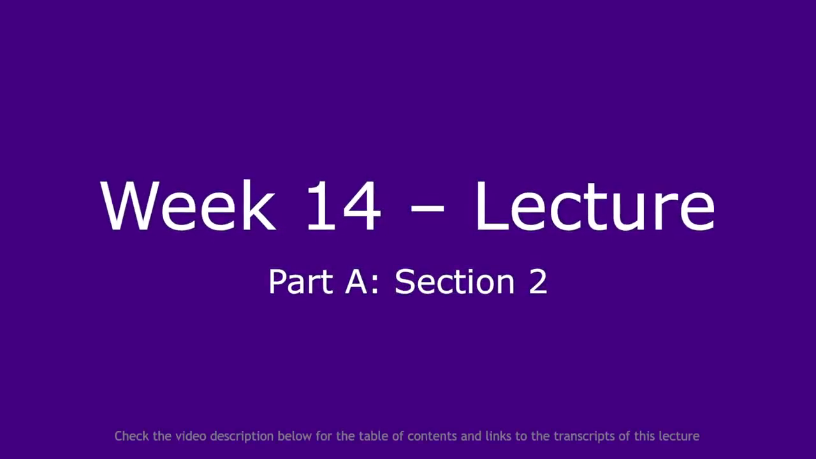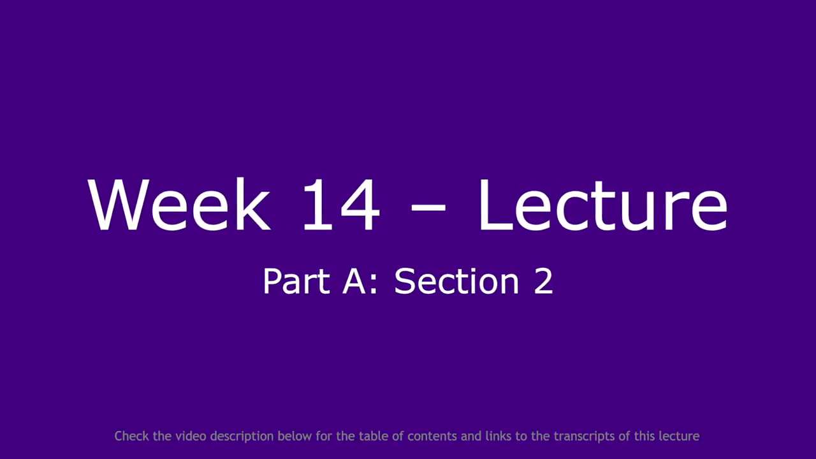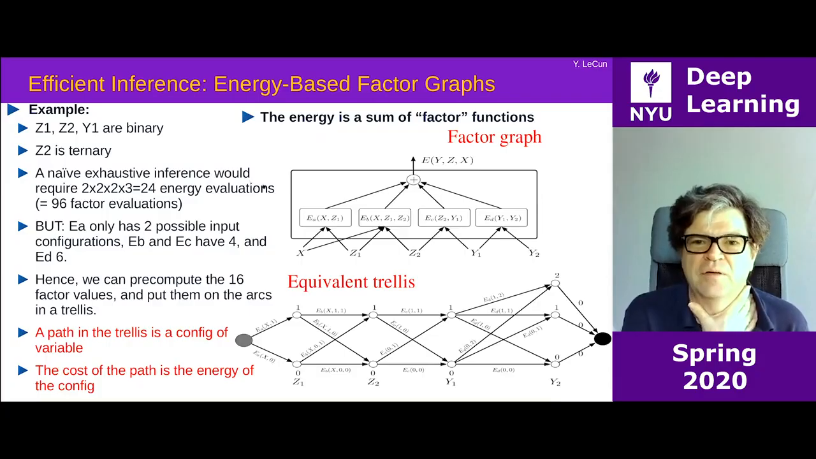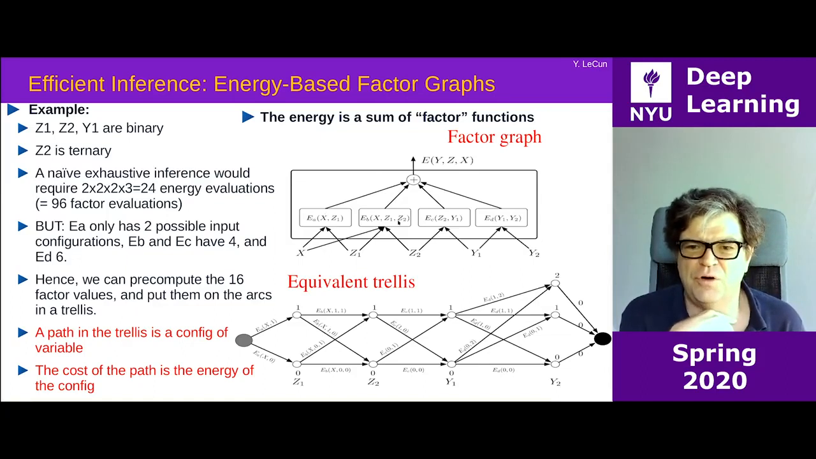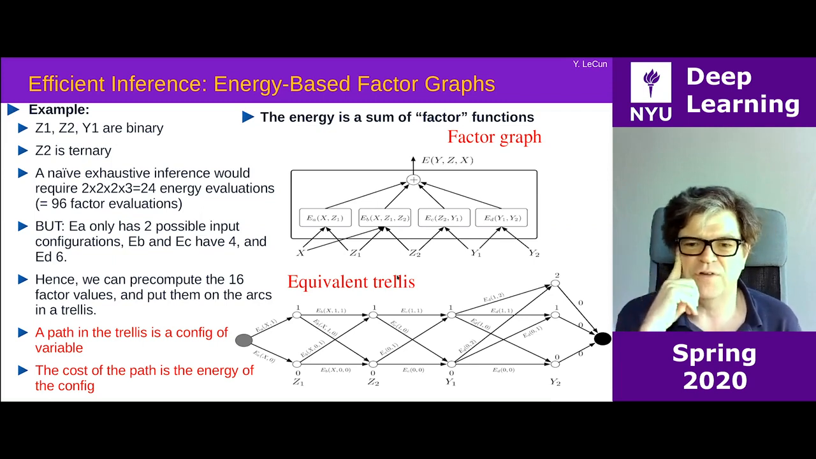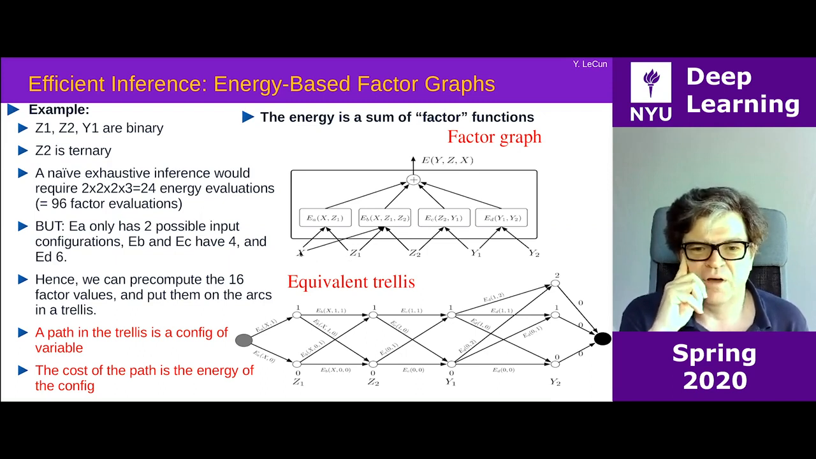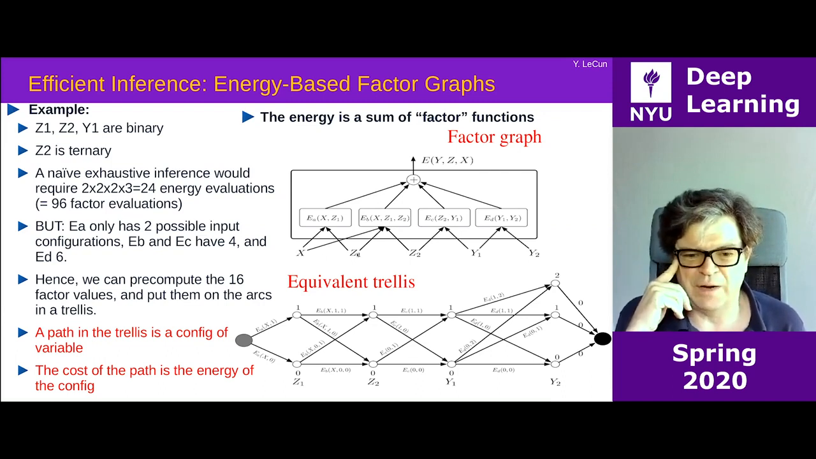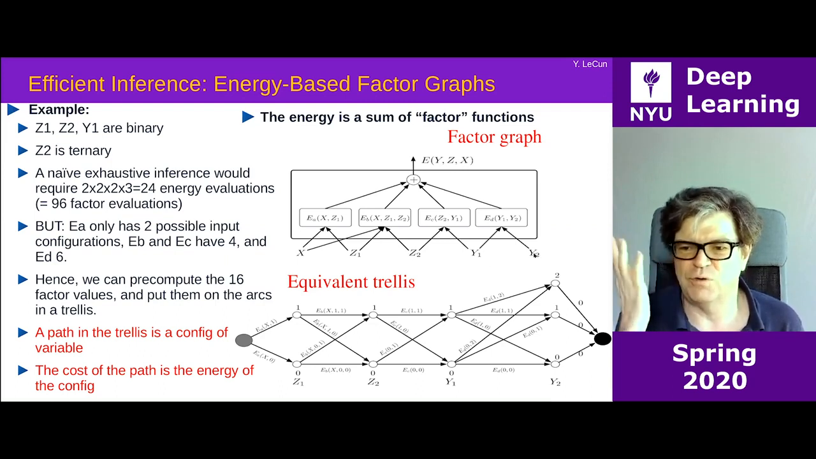All right. Let's take a very concrete example now, and let's say the energy in this case is a sum of four energy terms. The first two depend on X, the observation. The last one depends on Y, which is the variable you need to predict, which you're given during training but not during test. And two other nodes are latent variable nodes. Let's say X is some high-dimensional variable. We don't care what it is because we just observe it. Z1 is binary, Z2 is binary, Y1 is binary, and Y2 is ternary. So it can take three values, 0, 1, 2.